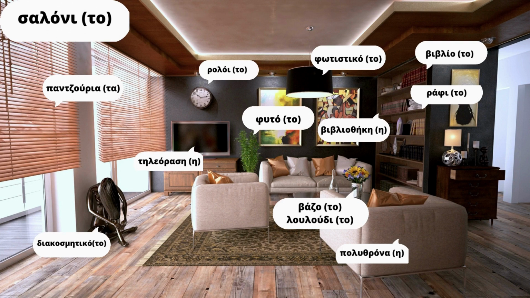Okay? Now, we can go to the next word below, which is the vase on the table. The vase is called vaso. To vaso, neutral gender. It's the vase on the table. And inside we have to luludi. To luludi is the flower inside of the vase. And the last word of this slide is i polythrona. I polythrona. It's a feminine gender. I polythrona is the armchair.